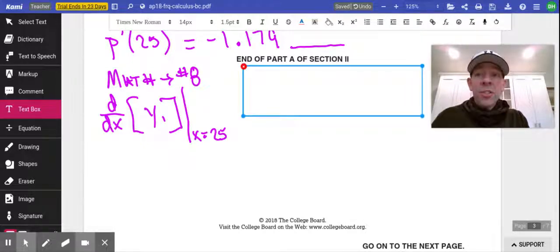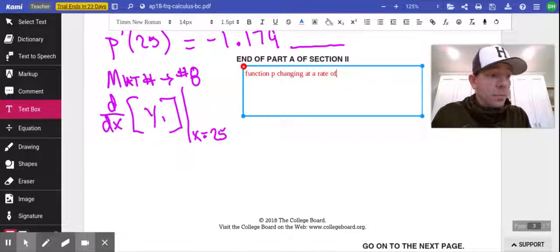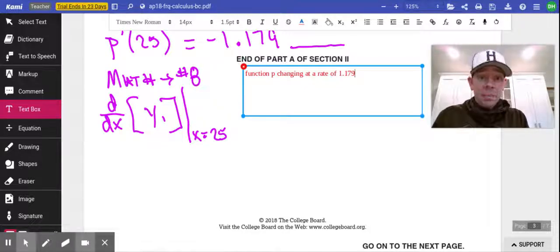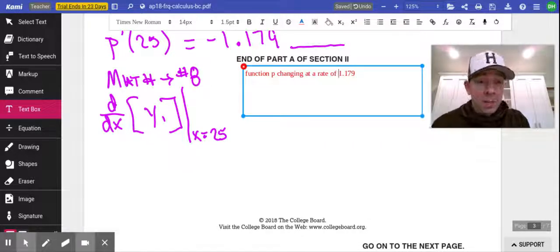So basically, in a general sense, when you say P prime of 25, what I'm thinking is that I've got a function P that is changing at a rate of, we'll say, negative 1.179, whatever's per whatever, okay? But besides the fact that I'm missing my negative sign, I'm missing what I would consider 3 really, really key elements, okay?